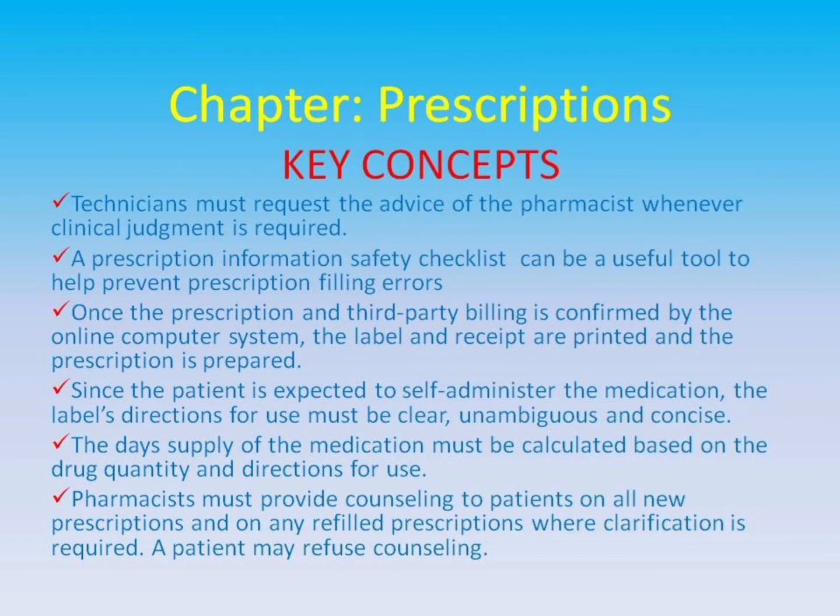Since the patient is expected to self-administer the medication, the label's directions for use must be clear, unambiguous, and concise. The day's supply of the medication must be calculated based on the drug quantity and directions for use. Pharmacists must provide counseling to patients on all new prescriptions and on any refilled prescriptions where clarification is required. A patient may refuse counseling.